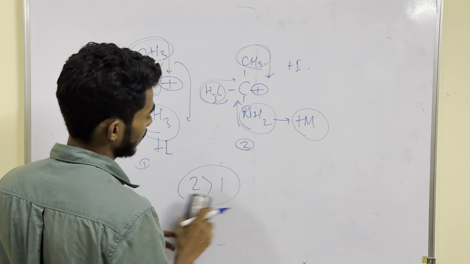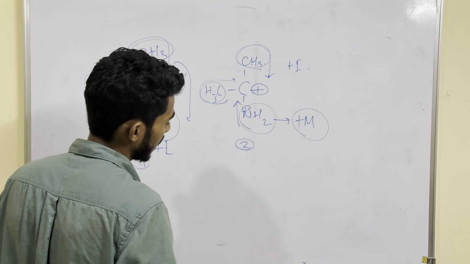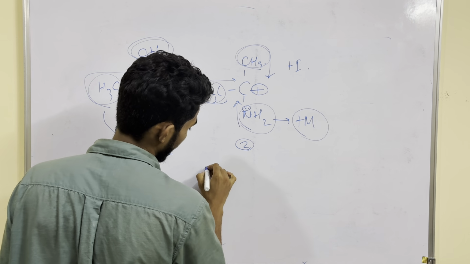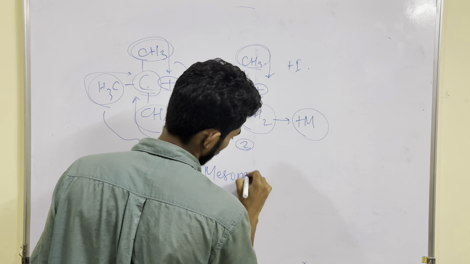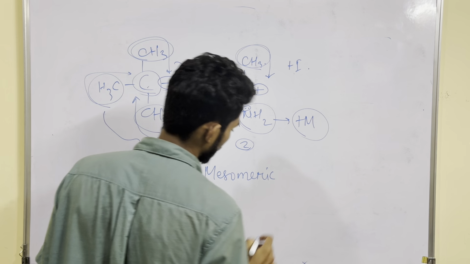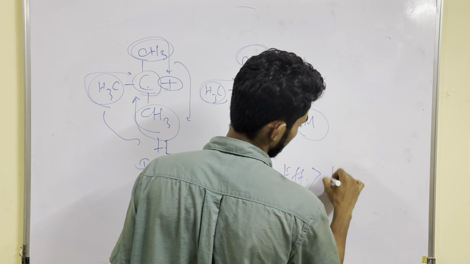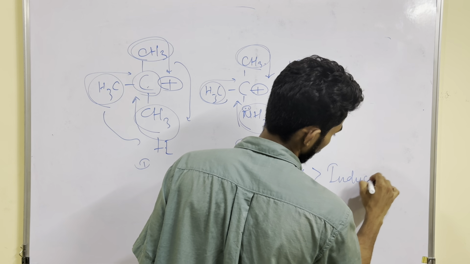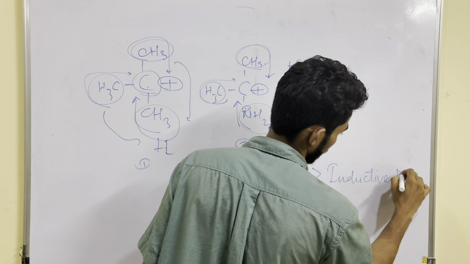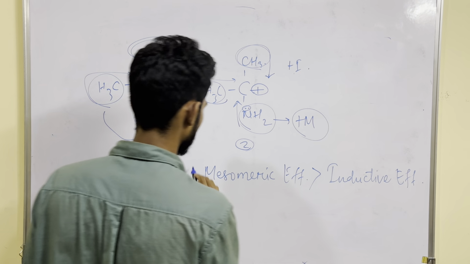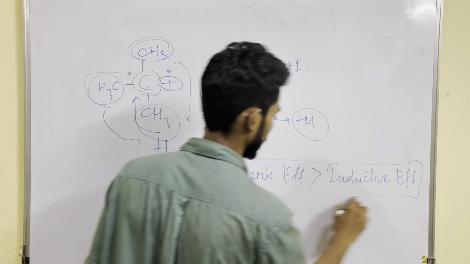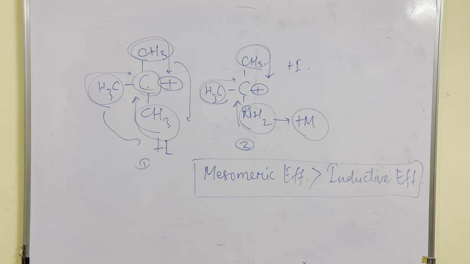What I mean to say in that question is that plus M or minus M, ultimately mesomeric effect is stronger. Mesomeric effect is stronger than inductive effect. You have to remember that. Note it down. Mesomeric effect is stronger than inductive effect. Am I clear? Okay.